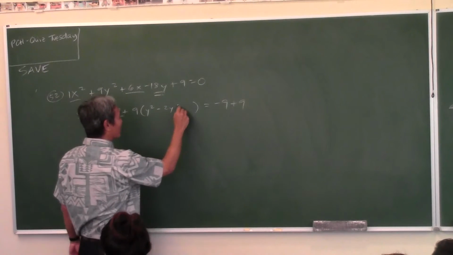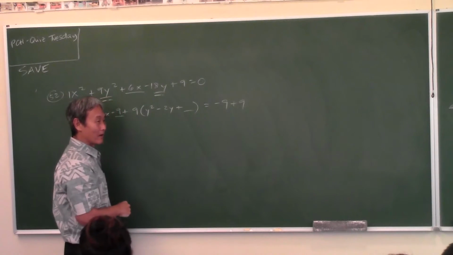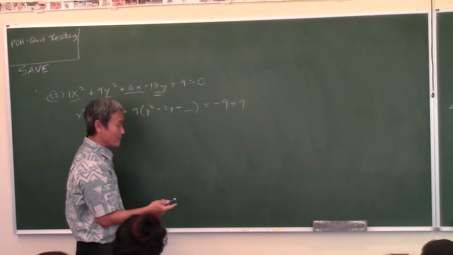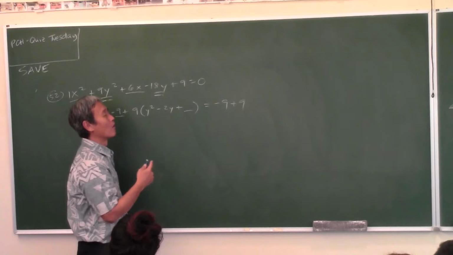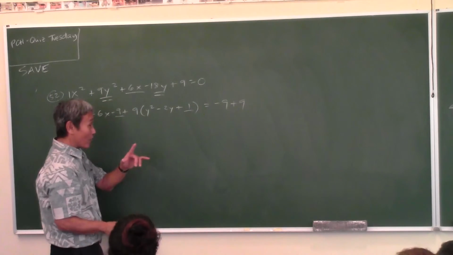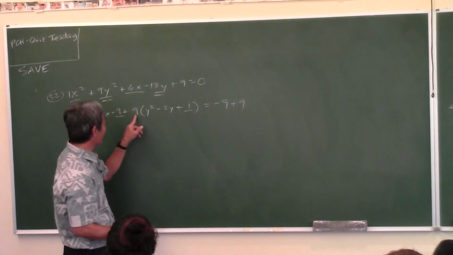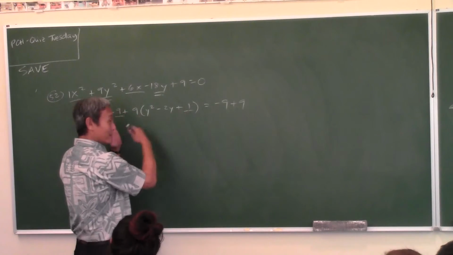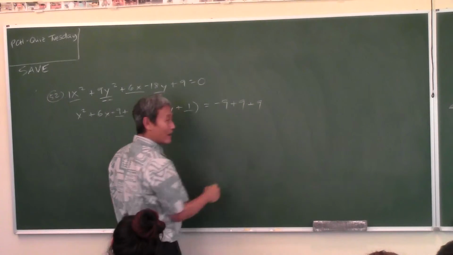Okay, what about here? What do I add right there to make a perfect square? You take half of that number and square it. 1. But what did you actually add? You didn't just add 1, you added 9 times 1. So 9. So if you add 9 on the left, you have to add 9 on the right.